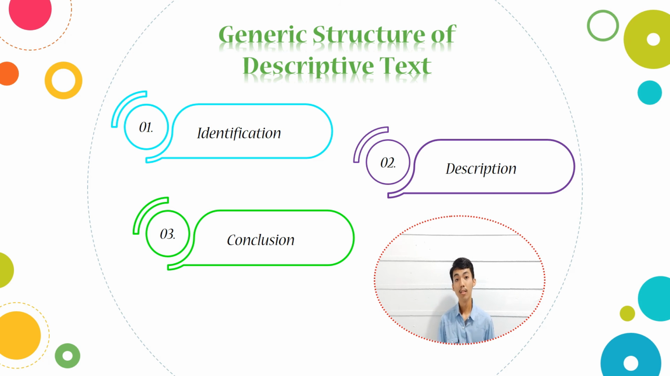The second generic structure is description. This section is located in the second paragraph and so on, and contains the characteristics inherent in something that you have introduced to the reader in the first paragraph.